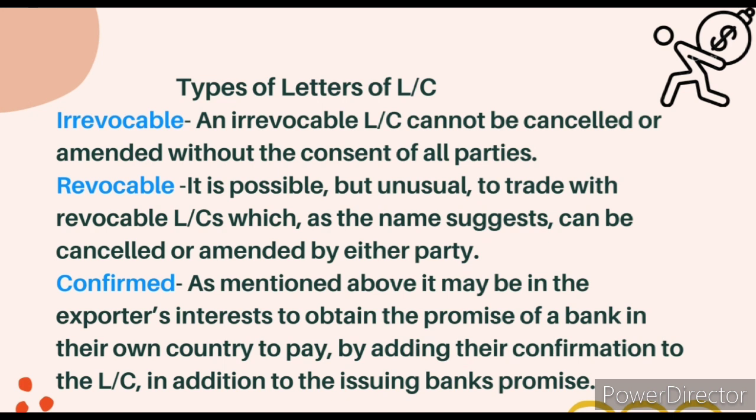Types of letter of credit. Irrevocable. An irrevocable letter of credit cannot be cancelled or amended without the consent of all parties. So it is irrelevant if the buyers change their mind or even go out of business. The only thing that can invalidate the letter of credit is if the issuing bank goes out of business or a government moratorium means that trading must cease with a particular country. Next is revocable.